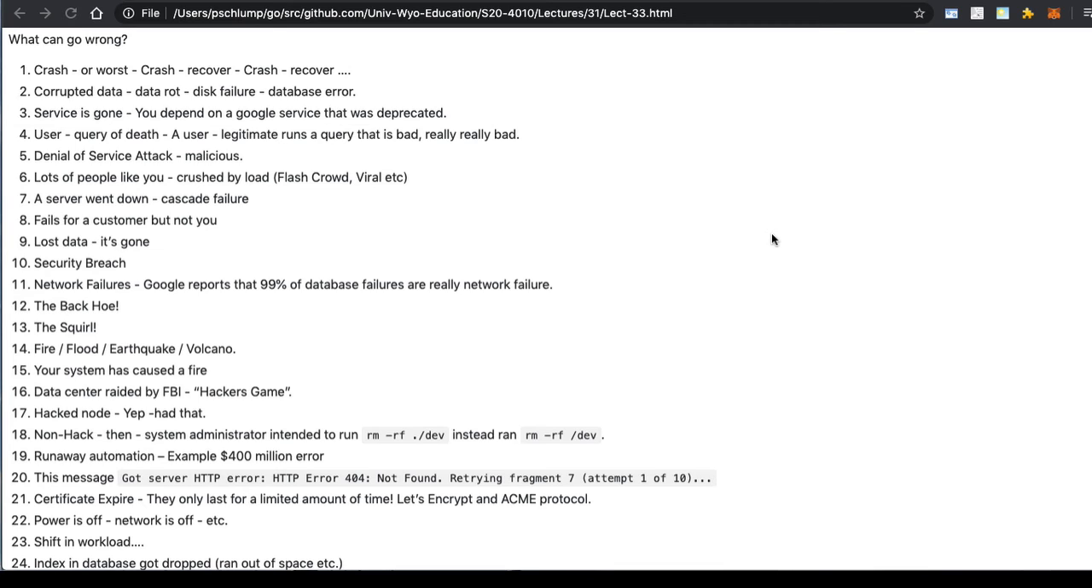So, of course, in the land of fires, there's also your system has caused the fire. I've been at places that have had that one. Or how about just the data center was raided or the office was raided by the FBI?